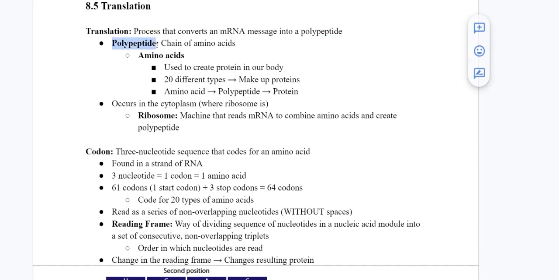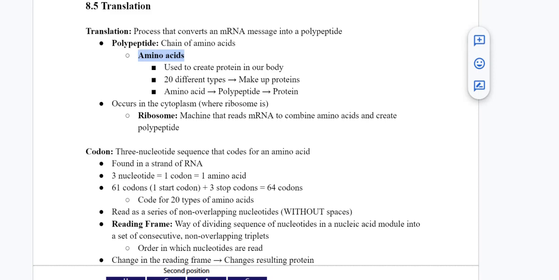Now, what is a polypeptide? A polypeptide is a chain of amino acids. So it's essentially many amino acids that are combined, stuck together, which is the same thing as protein. But anyways, amino acids. These amino acids are combined, and they are used to create the protein that we use in our whole body.